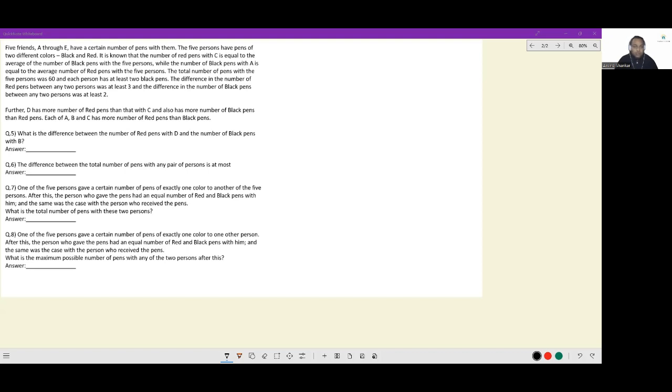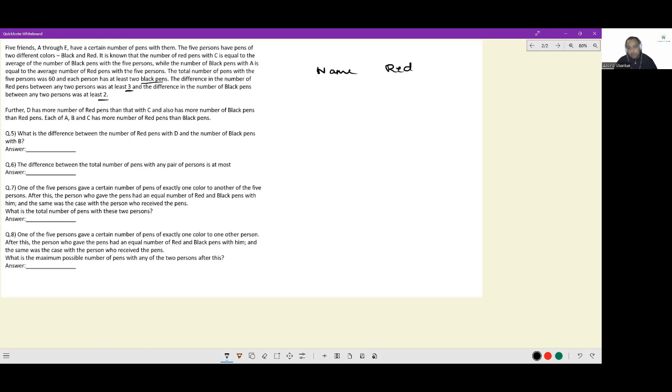The total number of pens with the 5 persons was 60 each, and each person had at least 2 black pens. The difference in the number of red pens between any 2 persons was at least 3, and the difference in the number of black pens between any 2 persons was at least 2. Okay, so based on this preliminary information, hopefully you can see you will have this info identified.